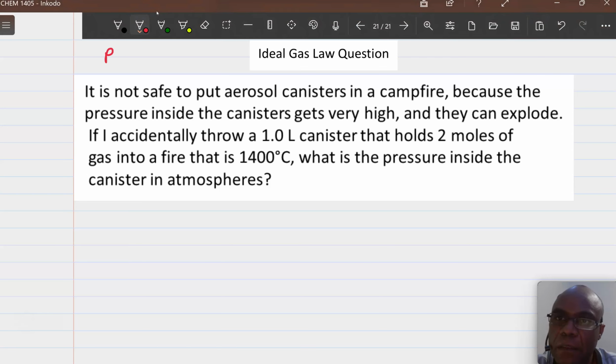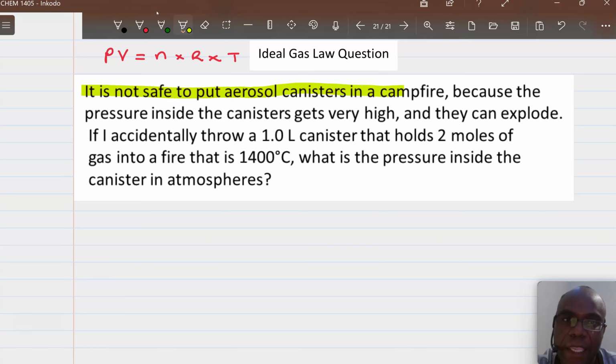The ideal gas law goes pressure times volume in liters must be equal to number of moles times the gas constant times temperature in Kelvin. This question reads, it's not safe to put aerosol canisters in a campfire because the pressure inside the canisters gets very high and they can explode. If I accidentally throw a 1.0 liter canister that holds 2 moles of gas into a fire that is 1400 degrees Celsius, what is the pressure inside the canister in atmospheres?